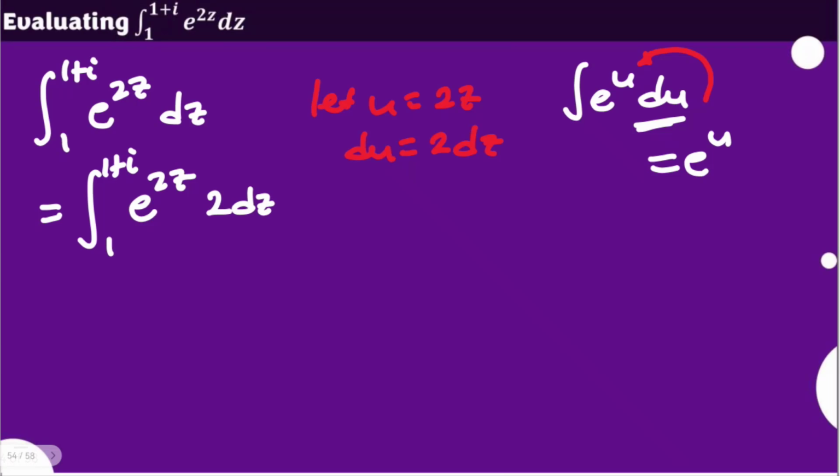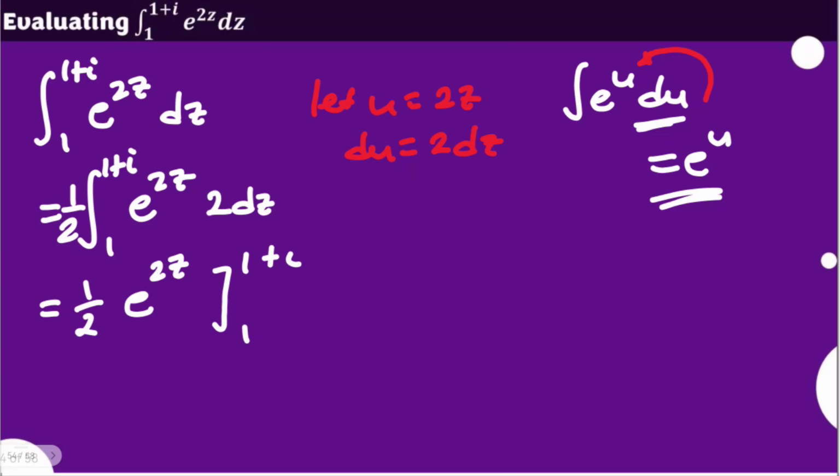But take note, since we added 2 here, we also need to multiply by 1/2 to neutralize that change, still returning to the original expression. Please do not forget that. Now, this is already in the form of e to the u du, so we simply take e to the u itself. This is now 1/2 times e to the 2z, but we are to evaluate that from 1 to 1 plus i.